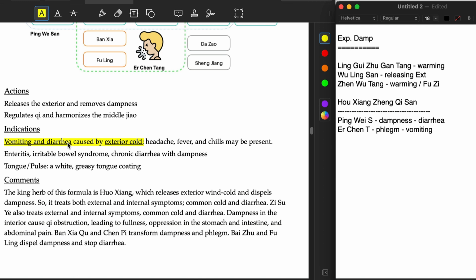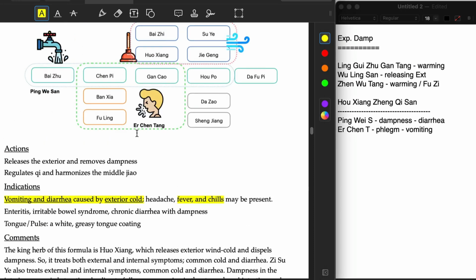And we call that Holan. So this is the type of formula with both diarrhea and vomiting and nausea, with enteritis and cold-like symptoms. Then we have a question. Pingwei-san releases dampness and Erchentang releases phlegm and treats diarrhea and vomiting. But how about fever and chills?